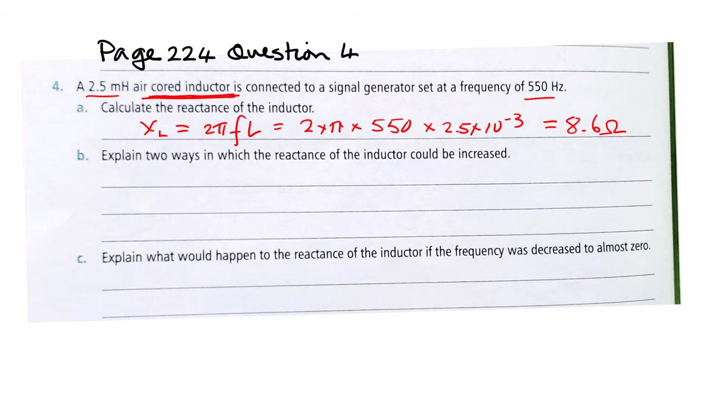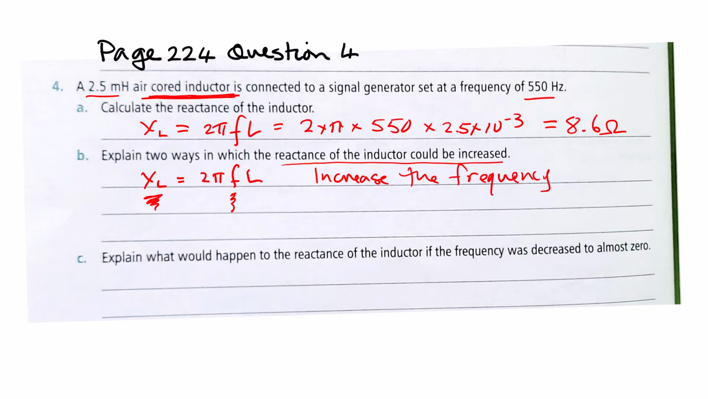Explain two ways in which the reactance of the inductor could be increased. Okay, let's have a look. Here's our equation. XL equals 2 pi FL. So the inductive reactance is proportional to frequency. So if we want to increase the reactance, we could increase the frequency. If we double the frequency, we double the reactance. We could also increase the actual inductance itself.